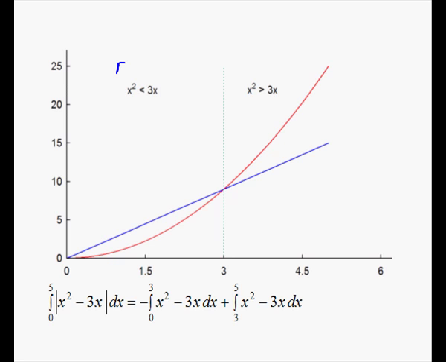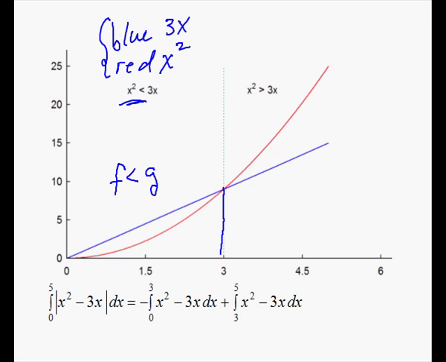The red curve here is x squared, and the blue, of course, is the line 3x. Okay, between 0 and 3, f is less than g. And from 3 to 5, f is greater than g. Right? So the curves trade places at x equals 3, and that's how we break up this integral. So 0 to 5 becomes 0 to 3 and 3 to 5. Then we look in each region.